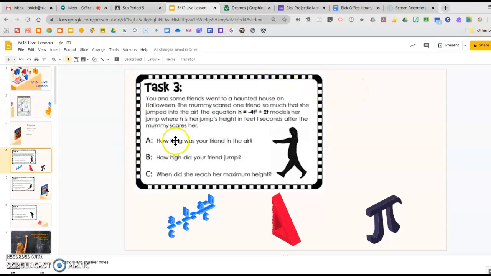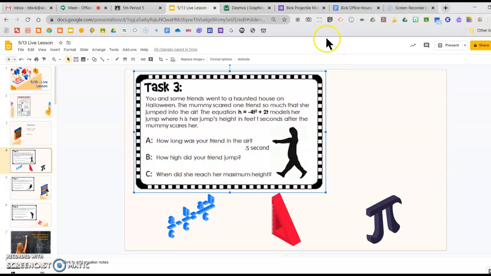It says, how long was your friend in the air? Well, she was in the air for 1/2 second. And if you type these in and it tells you you're wrong, don't stress about it. I do go back and give you points for the ones where sometimes it's a typo, sometimes it's just picky about how you type it.